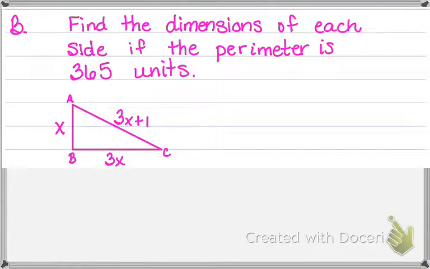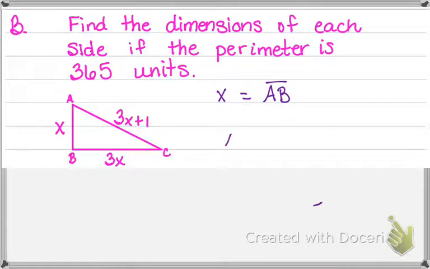All right, on the next one, we're going to find the dimensions of each side if the perimeter is 365 units. We don't know if it's inches or feet, so we're just going to call it units. So we've got to find out what x is first. So if we add all the sides together, we've already been given our variable as x. So x is a side length. We can say x is equal to line segment AB. Okay, so that's what we're using it for. So x is the side length of AB. So let's find that first.